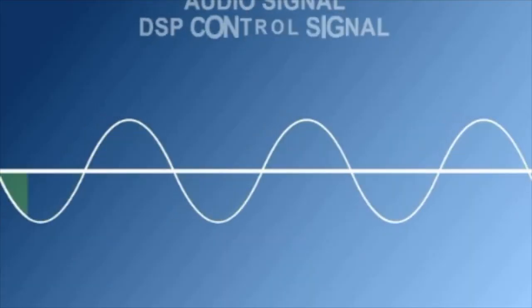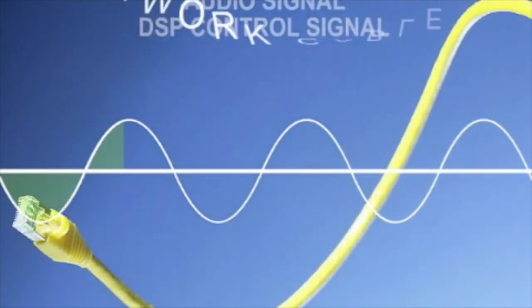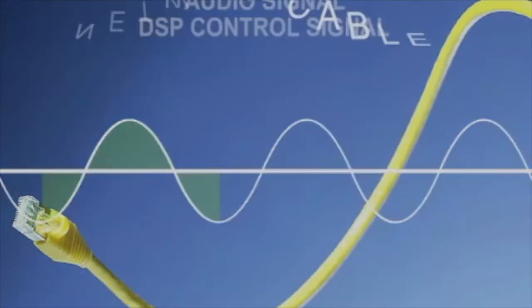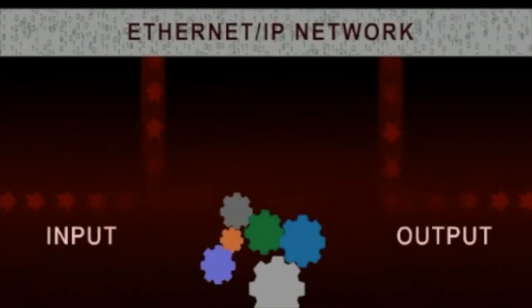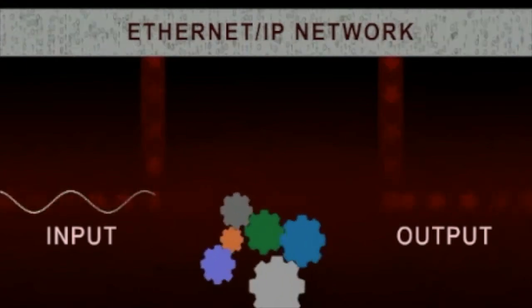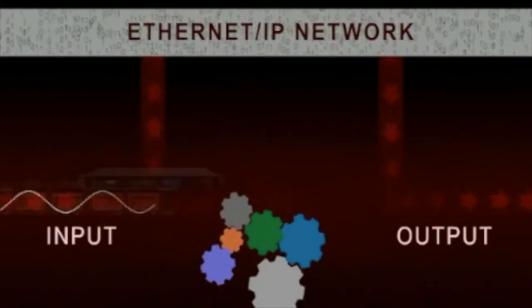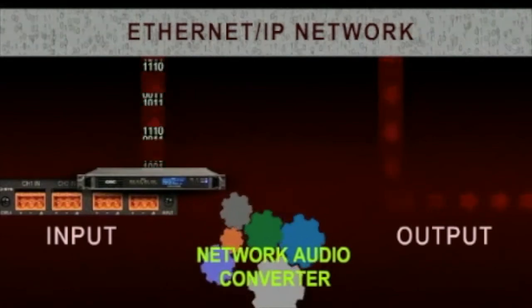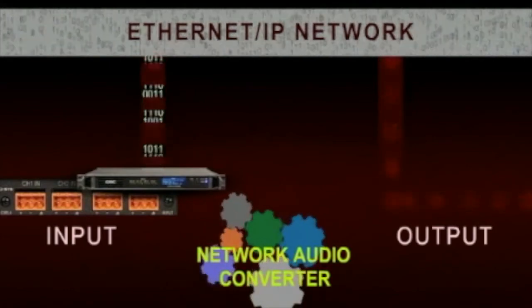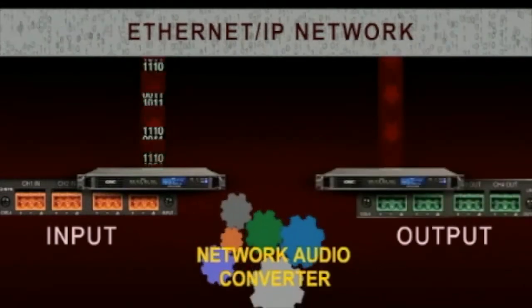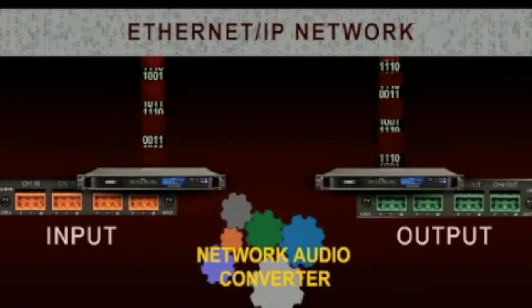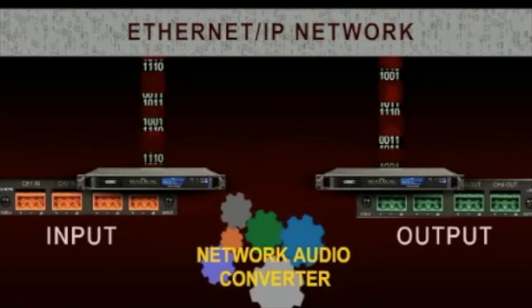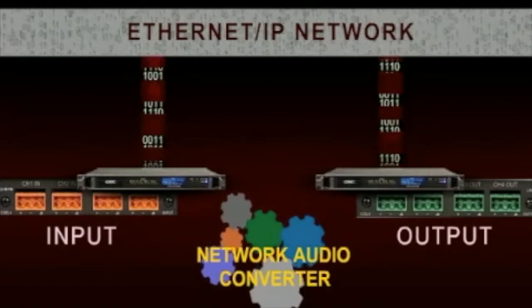Audio and DSP control signals can now be transmitted over a network using a single network cable. This is accomplished by sending an analog or digital audio signal into a network audio converter that converts the signal into data packets that can be routed over a network. Another network audio converter on the network converts the data packets back into an analog or digital signal, which can then be routed to an amplifier or powered loudspeaker.